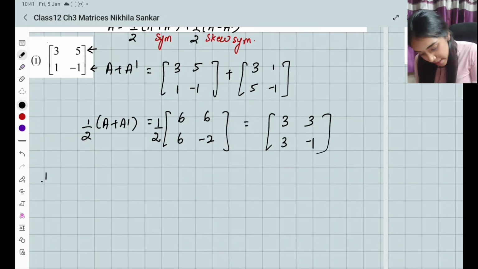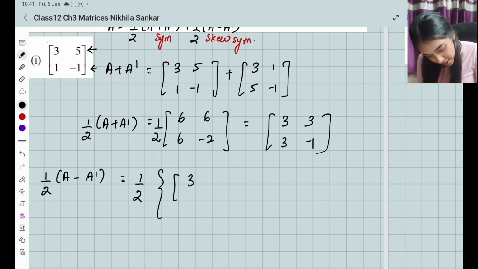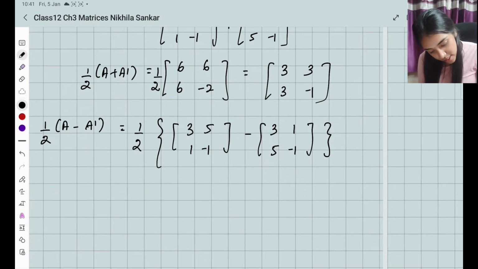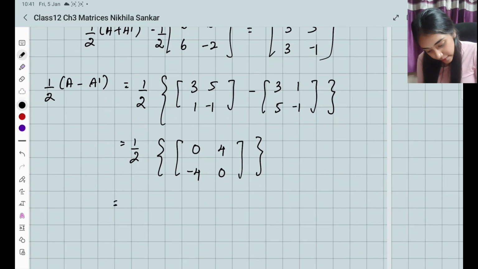Now half times A minus A dash. So half times A minus A dash is going to be half times matrix A, which is 3, 5, 1, minus 1, minus 3, 1, 5, minus 1. So this is going to be half times 3 minus 3 is 0, 5 minus 1, 4, 1 minus 5, minus 4, minus 1 plus 1, 0. Okay. So when I multiply the half inside, I'll have 0, 2, minus 2, 0.